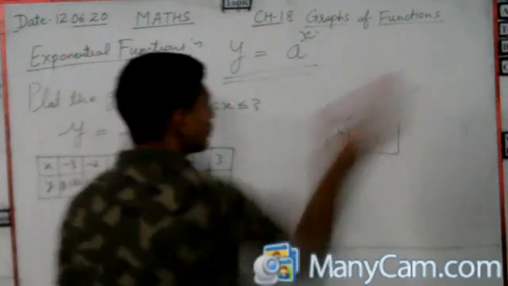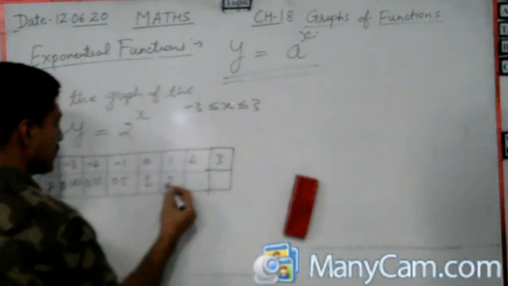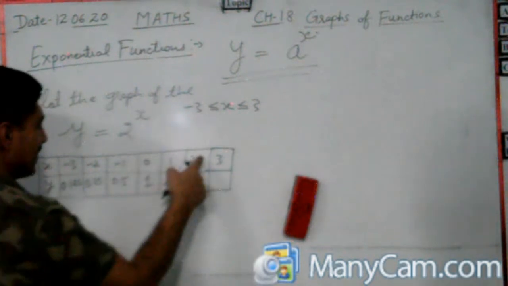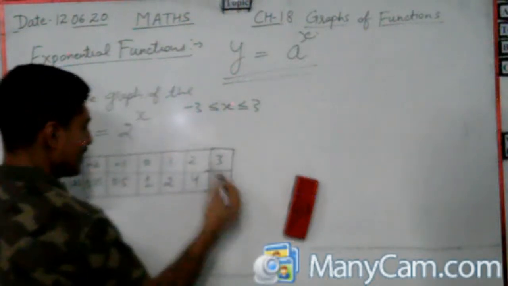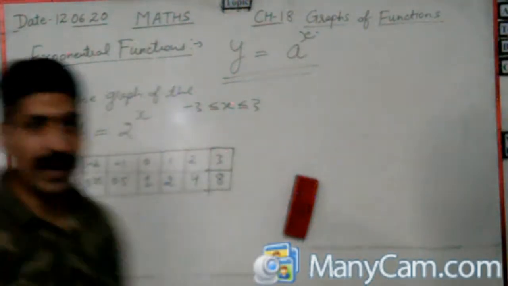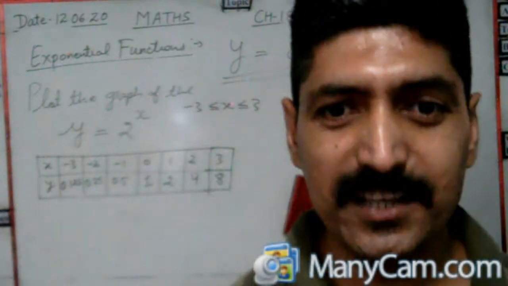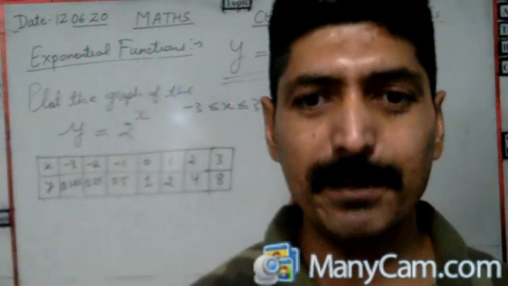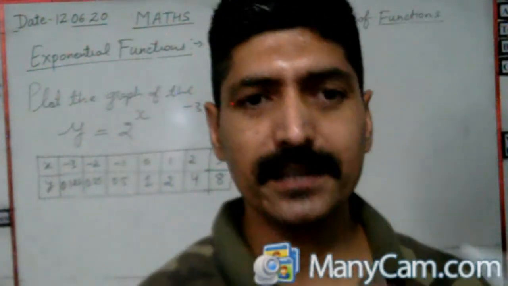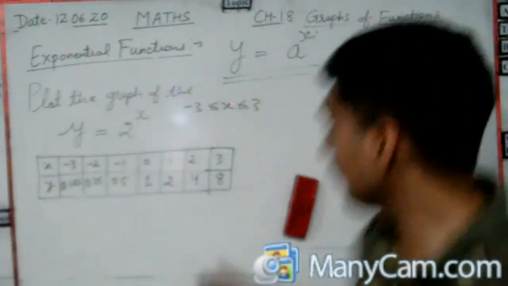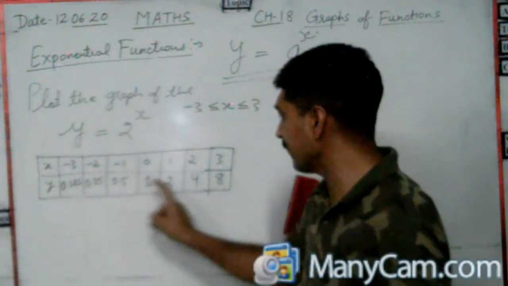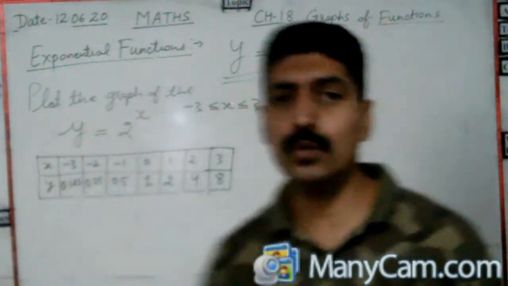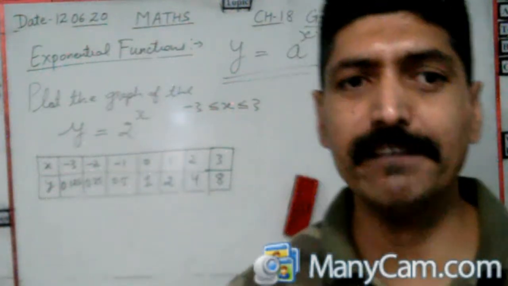Next, x is 1, y is 2. When x is 2, y is 4, x is 3, y is 8. So I hope you are clear with this exponential function table. We have taken the range from -3 to 3 and the values are 0.125, 0.25, 0.5, 1, 2, 4 and 8 respectively.